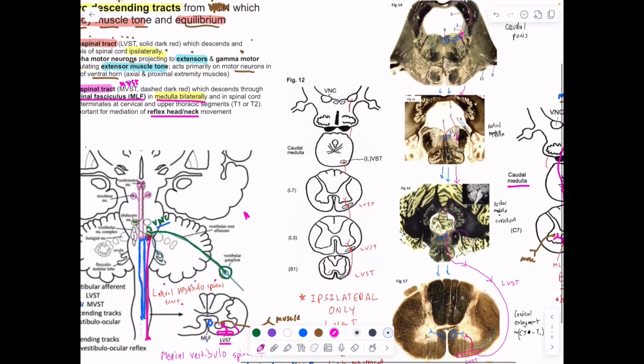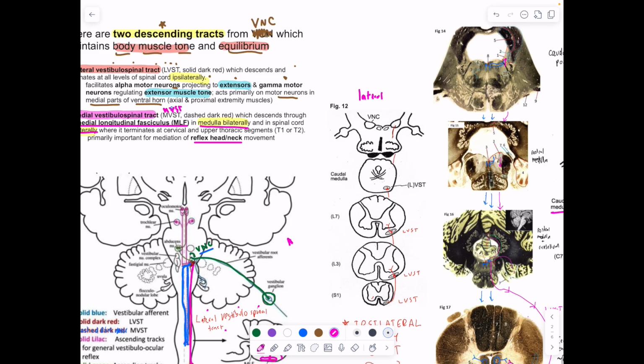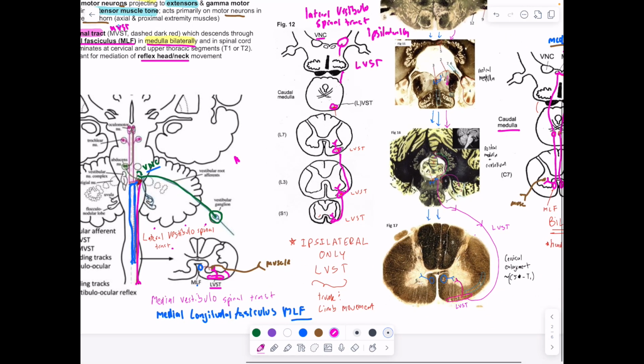And then we have the lateral vestibulospinal tract. So here we have our vestibular nuclear complex. It sends out its innervation via LVST, and you can see that here. And at each level, it synapses in the anterior horn. All right, but it's ipsilateral only.